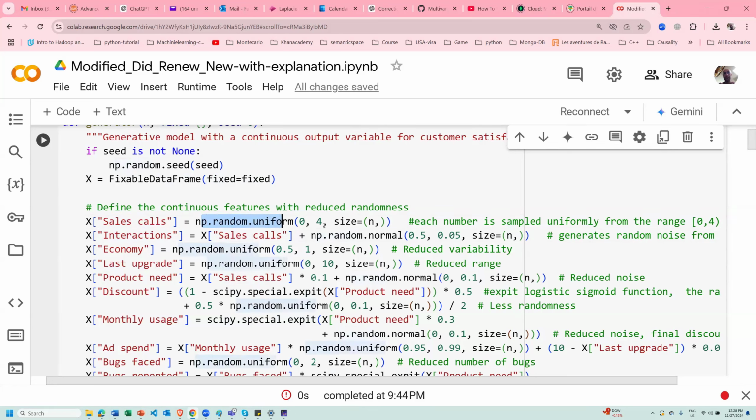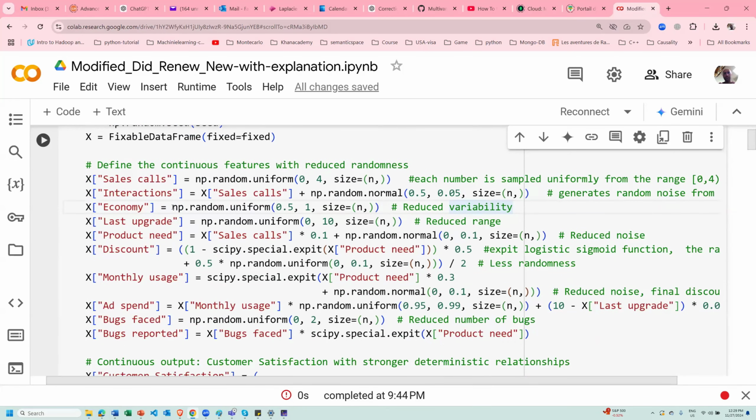As a reminder, I just showed you the sales calls interaction. It's an np.uniform. I tried to put some comments here, as you can see. For example, each number is sampled uniformly from the range between 0 and 4. Here we have interaction, which is influenced by sales call, as we saw in the diagram. And then we are introducing a little noise from this normal distribution. The value is between 0.5 and this one. For some of you who are not familiar, we use the noise to make sure that our algorithm is robust enough.